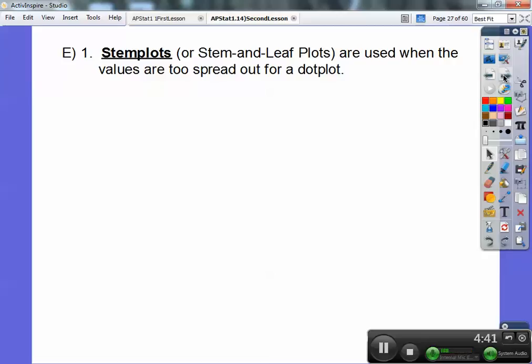All right, so stem plots, or stem and leaf plots, they used to be called, now they're called stem plots, are used when the values are too spread out for dot plots.